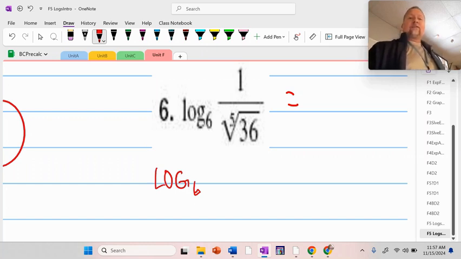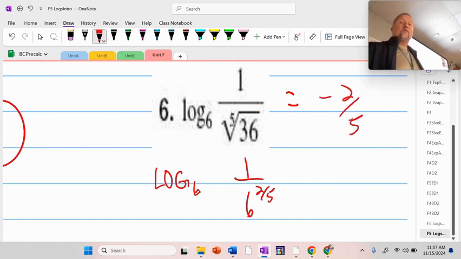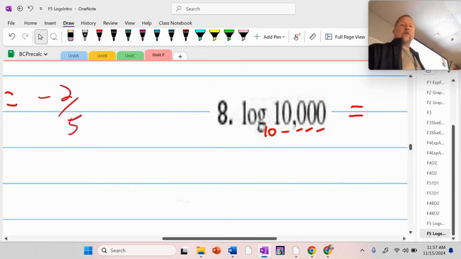Anyway, so what's 36? A number, but isn't it 6 squared? And then that's to the 2/5 power. That's what you got to be able to do quick. So what's the final answer for this? Careful. Flip. The answer is -2/5. You got what a logarithm is? So I really think this is the kind of questions you're going to deal with.